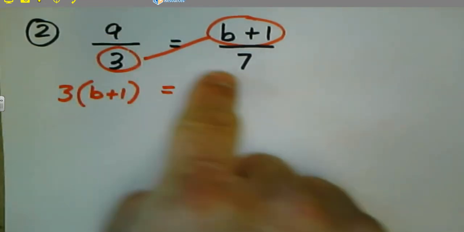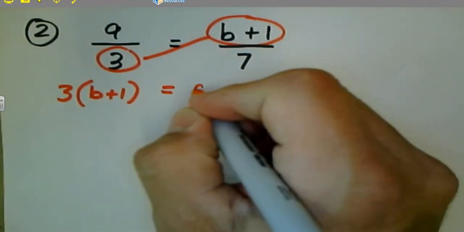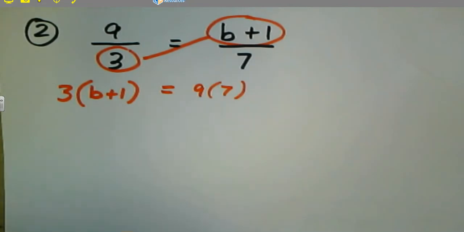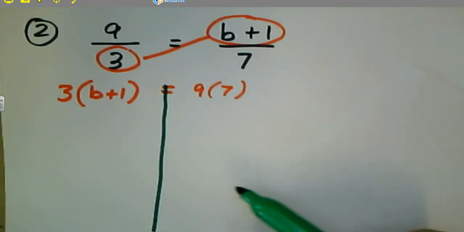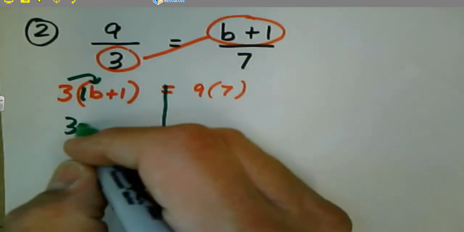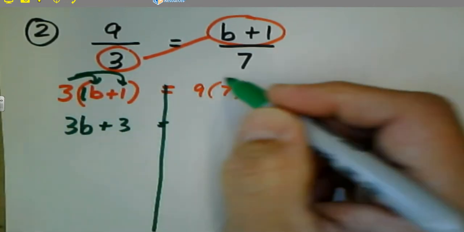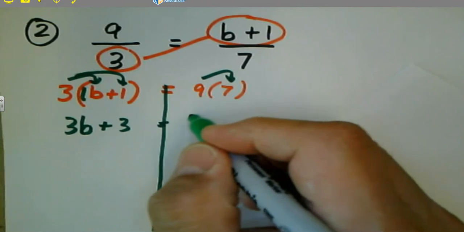What are we doing here? You can clearly see the other 2. One on the top, one on the bottom. That's 9 times 7. We distribute. 3 times 1 is 3, and 1b. 3 times 1 is 3. 9 times 7, 63.